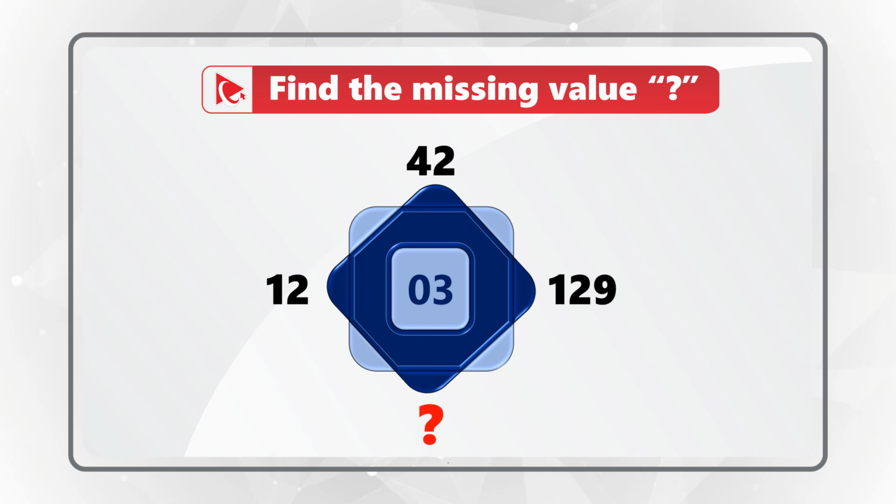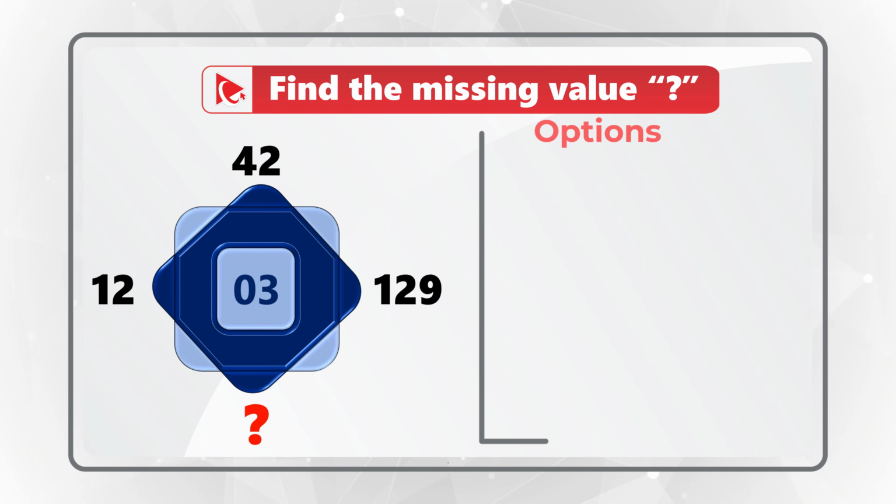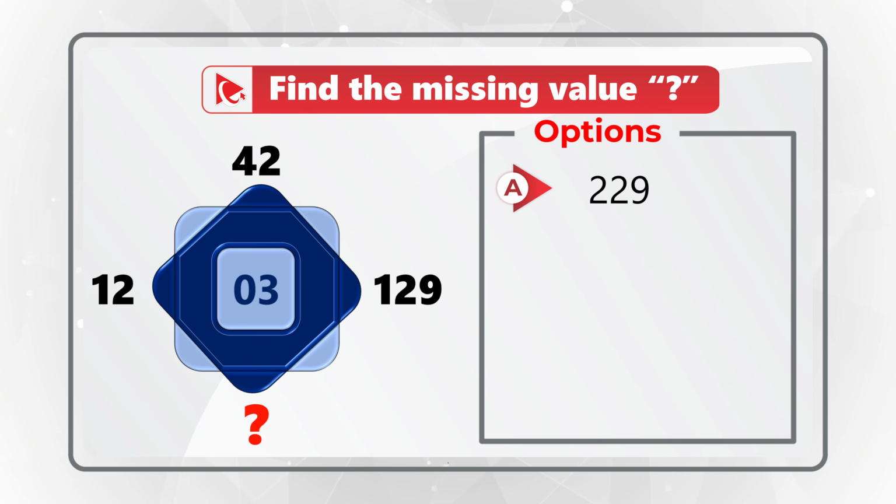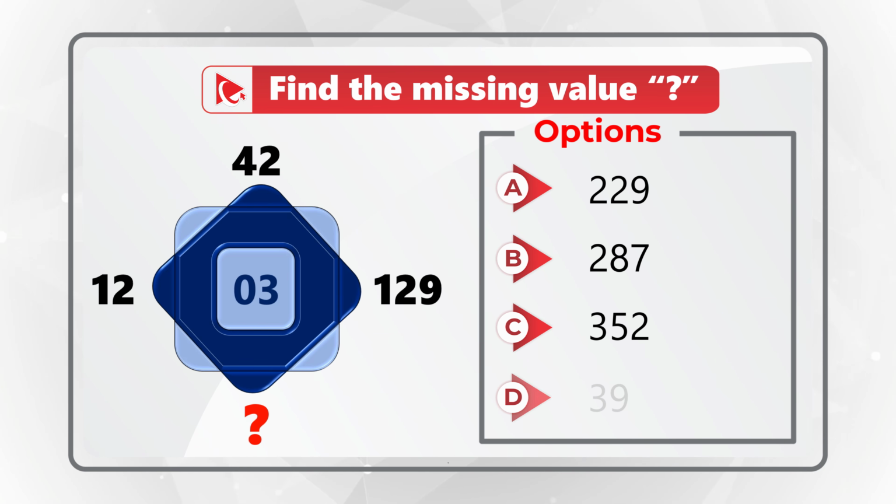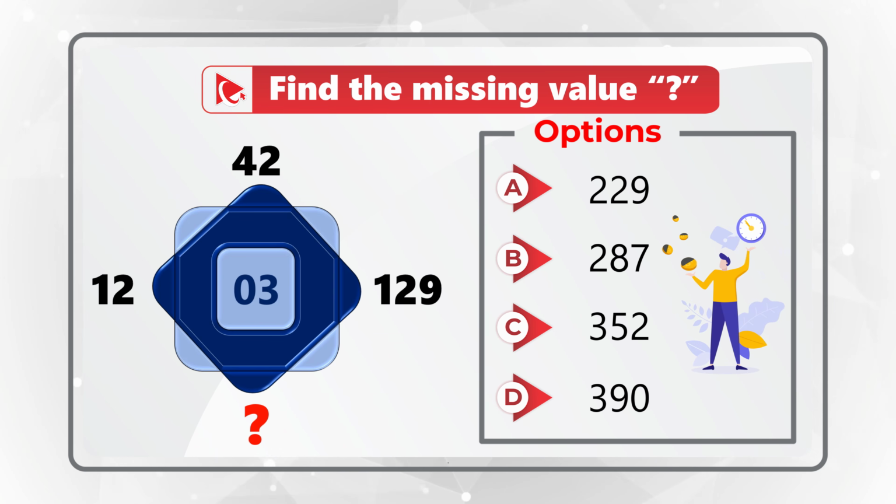The numbers you see are 12, 42, 129, and then there is a number 3 in the middle. You have 4 different choices to choose from. Choice A, 229. Choice B, 287. Choice C, 352. And then choice D, 390. Take a close look to see if you can recognize the pattern and solve this challenge.